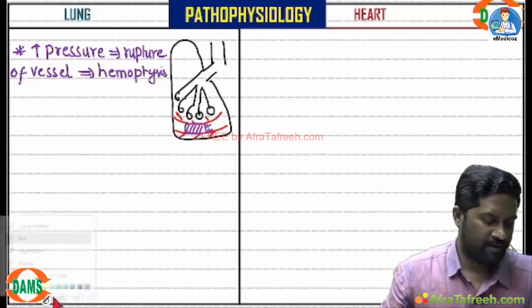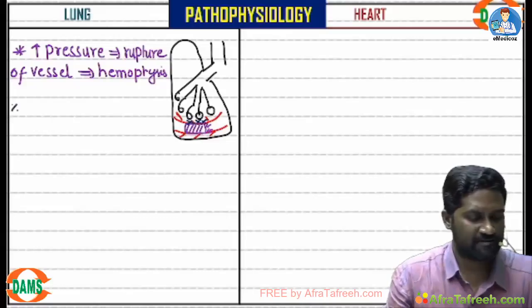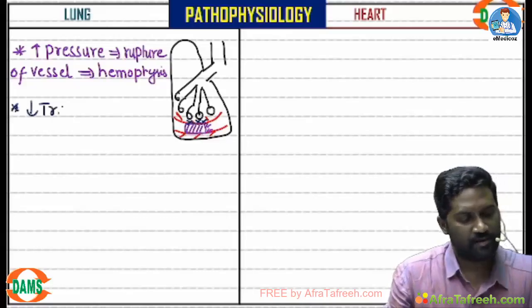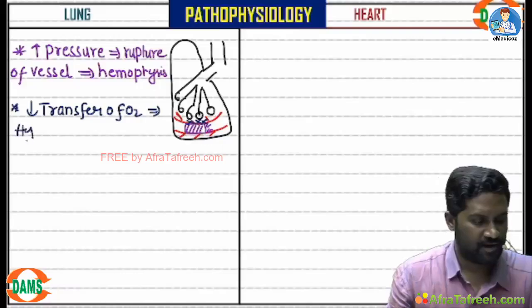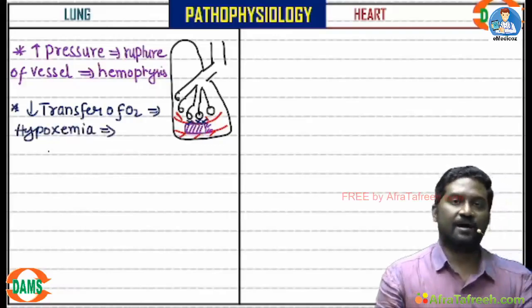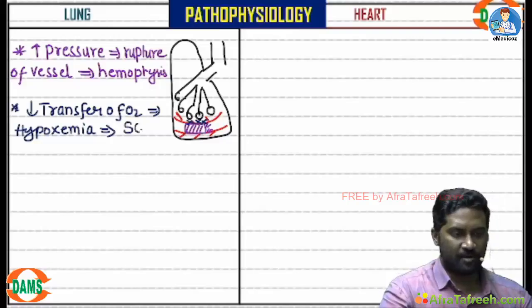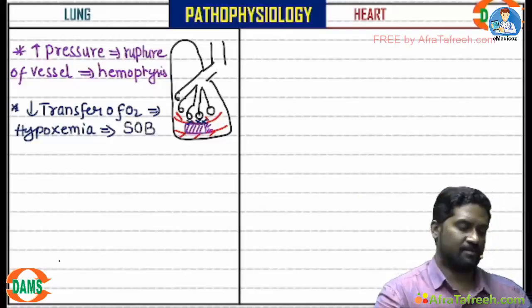Then as there is a thrombus in the pulmonary circulation, there will be no proper gaseous exchange. There will be decreased transfer of oxygen. That will result in hypoxemia. Whenever there is hypoxemia, that can result in hyperventilation and respiratory discomfort called shortness of breath.